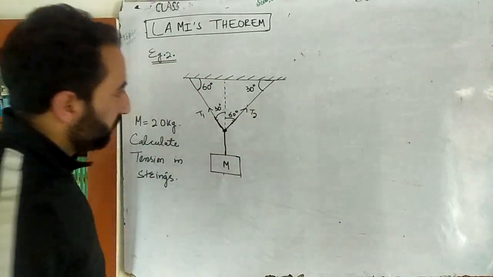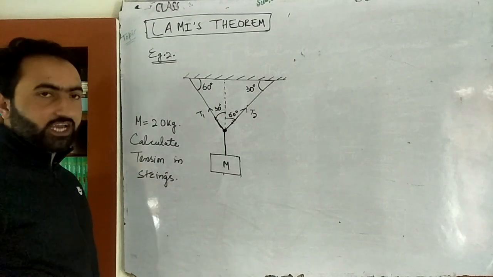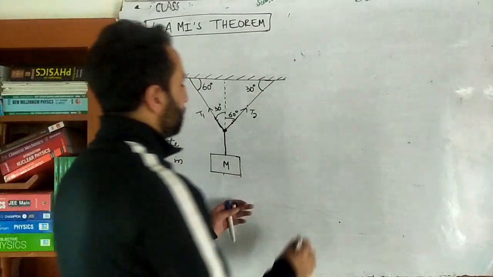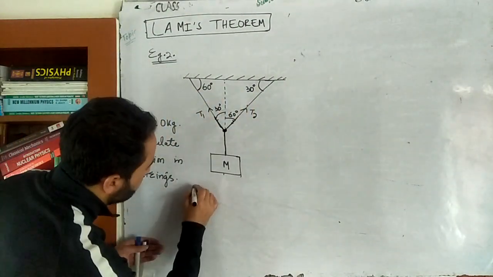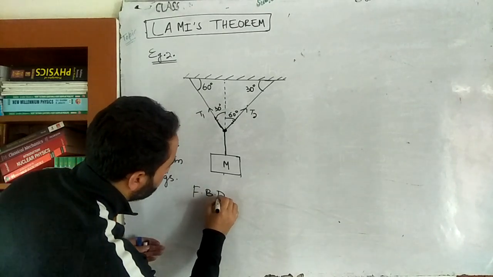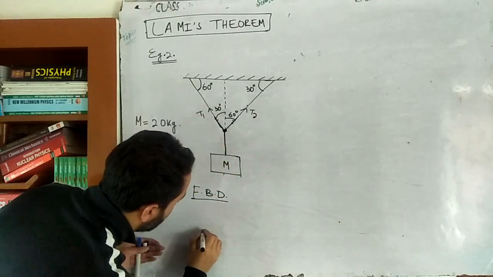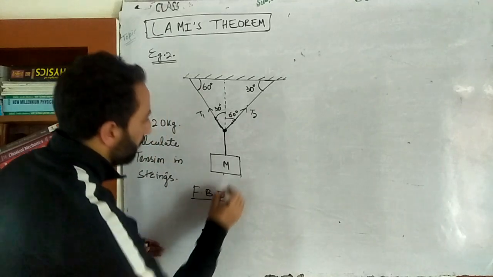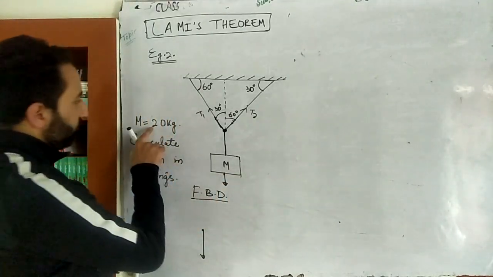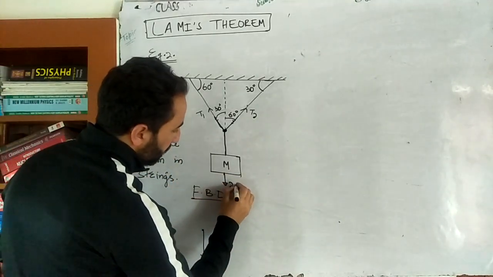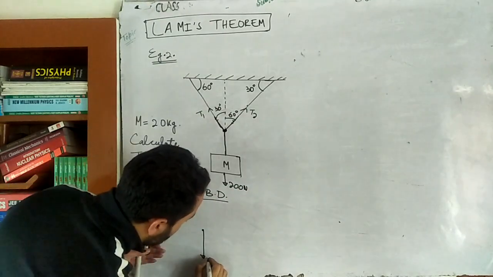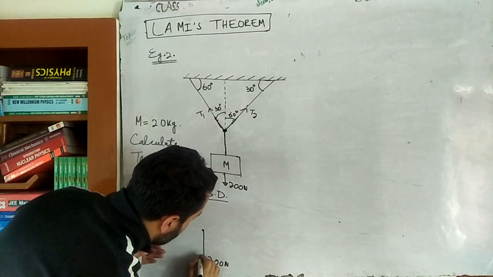So again we have to calculate T1 and T2. Again we'll construct the free body diagram, then apply Lami's theorem. So here I will construct the free body diagram. Okay. Let's construct it here. This is the free body diagram. It's like this: one force in a downward direction, vertically downwards. How much is there? This time it is 200, so it is equal to 200 Newton. Weight downwards, that's 200 Newton in the downward direction.